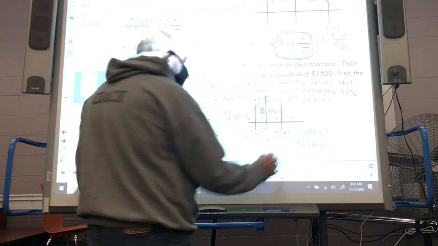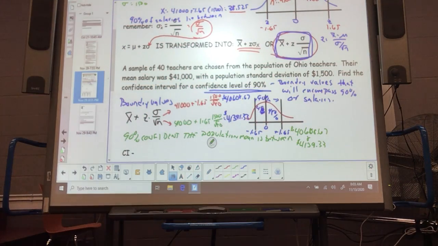So we're 90% confident that the mean salary, the population salary for the teachers in the state of Ohio, is between those two values. Why? Because 90% of the data is going to lie between those two values. If 90% of the data lies between them, we're 90% confident that the population mean is going to be in that value also.